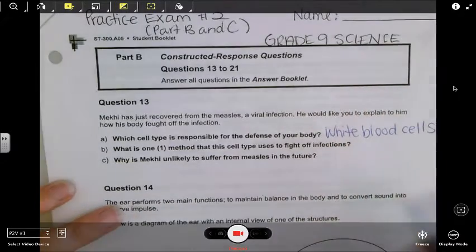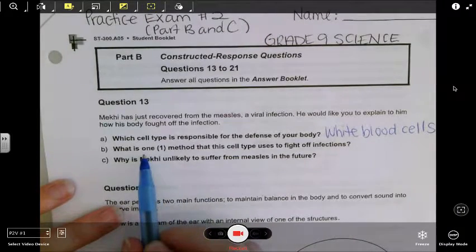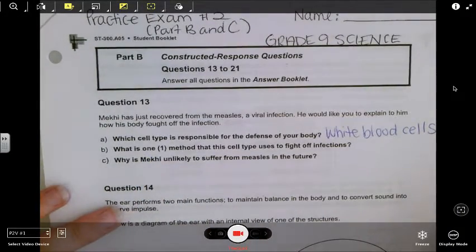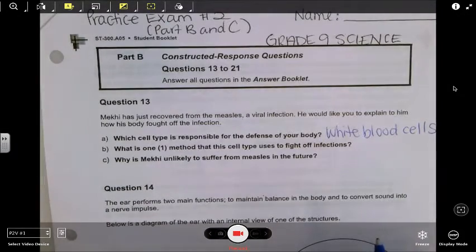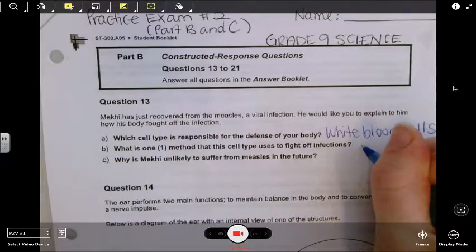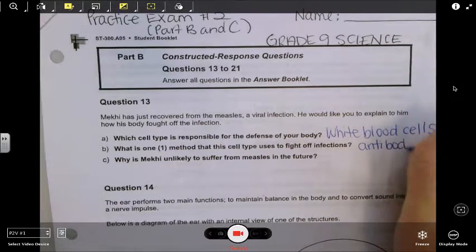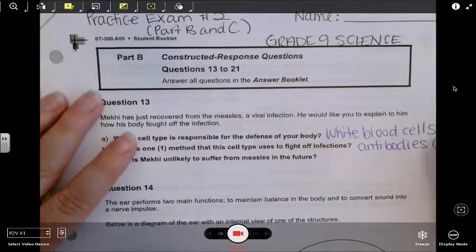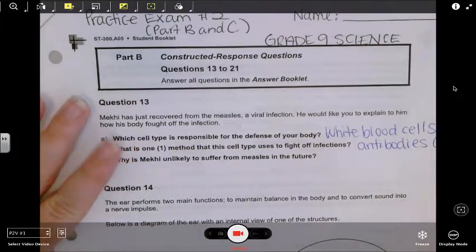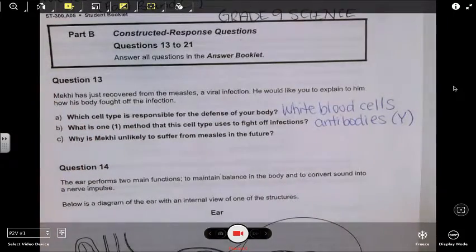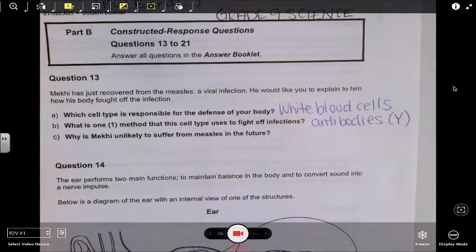All right, then it says, what is one method that this type of cell uses to fight off infections? Okay, so the different kinds of things that you could do to fight off infections are creating antibodies. So you only have to write one of them, but the antibodies are those little Y things that we saw in the Magic School Bus that they were setting up and kind of throwing at the bus and at the virus to try and fight it off. So it's something that your body creates in order to react to a virus. And that way, if you catch the same virus again, your body has now learned to fight it off and you would be immune.